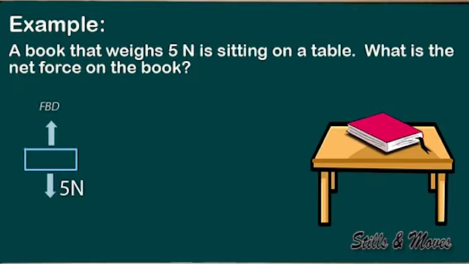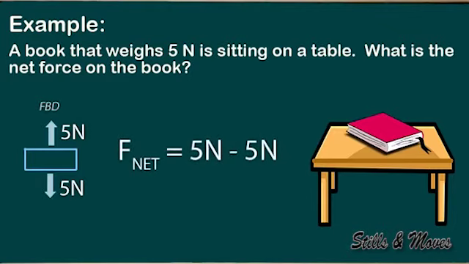Since the book is clearly balanced, sitting there and not moving, the forces must be balanced as well. Therefore, we know that the normal force must be 5 newtons up to balance out with the gravitational force of 5 newtons down. Therefore, the net force would be 0. The forces are all balanced and the book continues to just sit there.